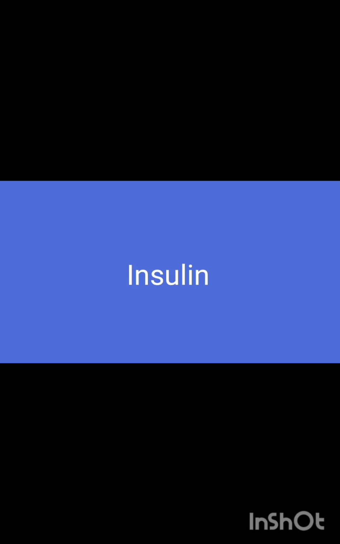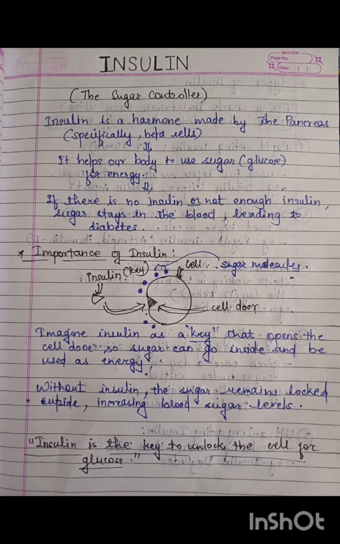Hello everyone. Today we are going to talk about one more topic from chapter number 10, that is hormone and hormone antagonist. And the topic is insulin. You may call it a sugar controller. It is a hormone which is made by the pancreas, specifically the beta cells. It helps our body to use the sugar for energy. And if there is no insulin or very little or not enough insulin, the sugar stays in the blood and that may lead to diabetes.